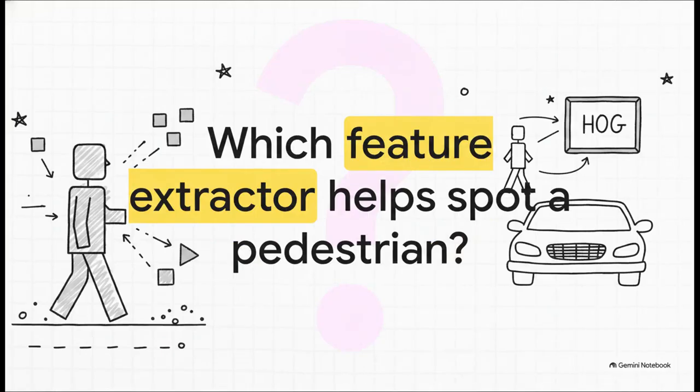And that brings us to the end. Let's test your new knowledge with one final thought before we wrap up. If you were programming a self-driving car and needed an algorithm specifically designed to recognize the shape and outline of a pedestrian walking into the street, which of the extractors we covered would you choose? Think about it. If you said HOG, the histogram of oriented gradients, you are absolutely right.